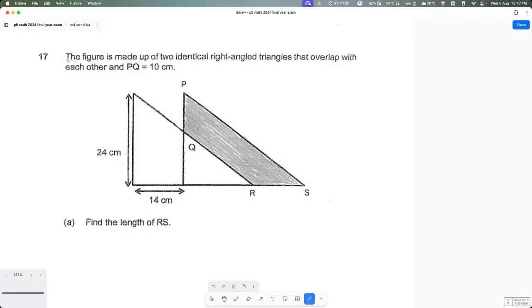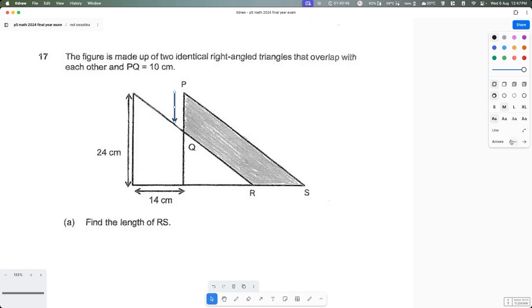Alright, so question 17. The figure is made out of two identical right angled triangles that overlap each other, and PQ is equal to 10 centimeters. Okay, so I'm going to quickly draw PQ to be 10 centimeters. Right, that's what you see over here. Alright, find the length of RS.